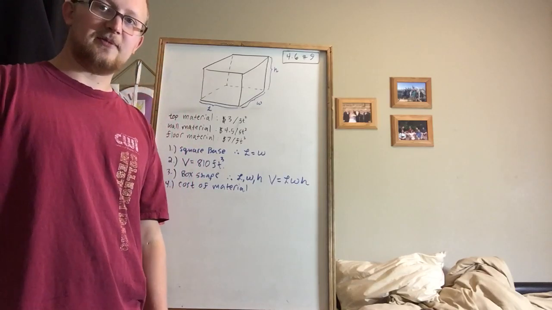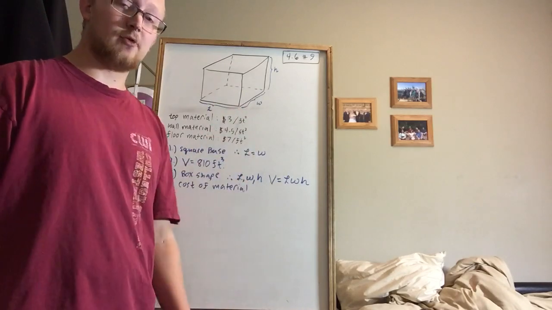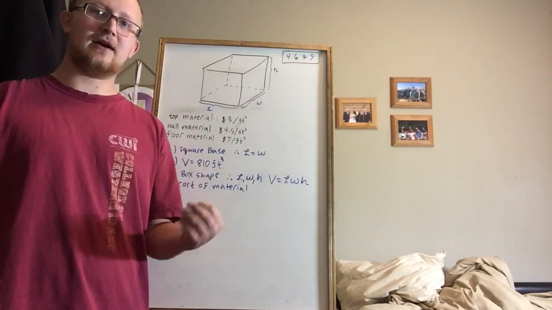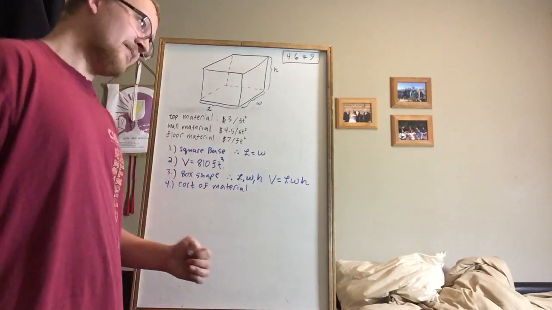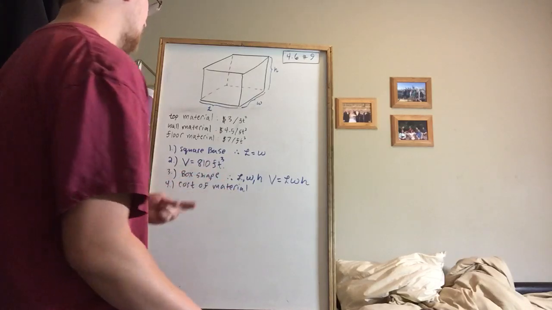Alright, we're looking at optimization. Here's a real-life problem from section 4.6. This is problem number 9. And what we're looking at is somebody's planning on building a storage shed. And the information we're given is that they know what volume they want it to be.